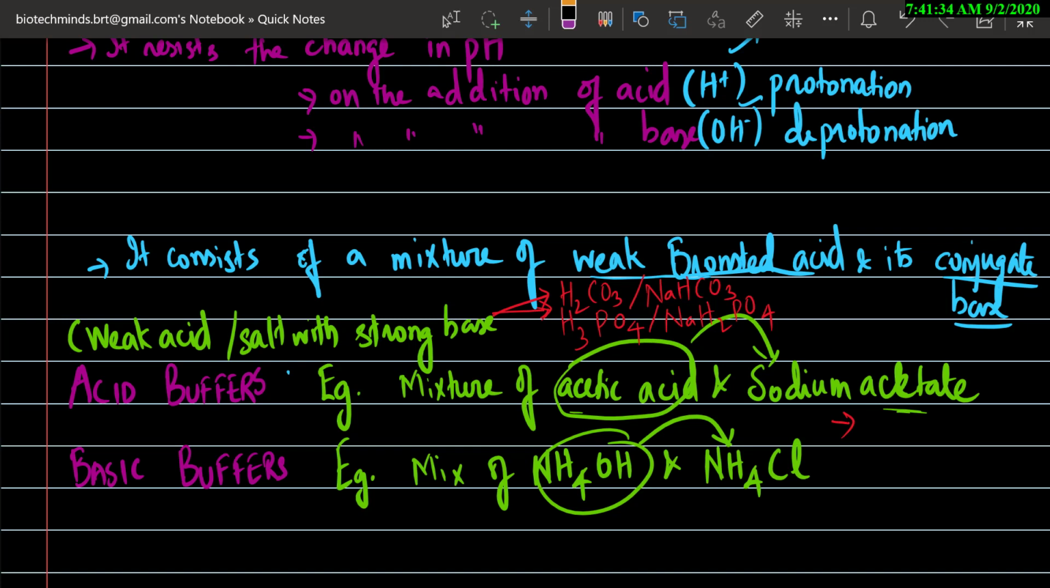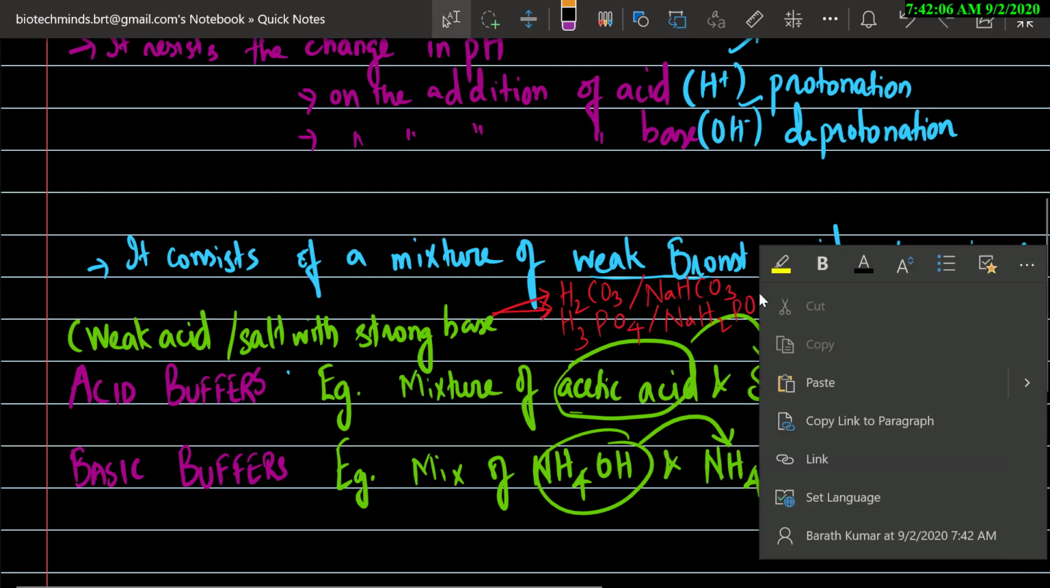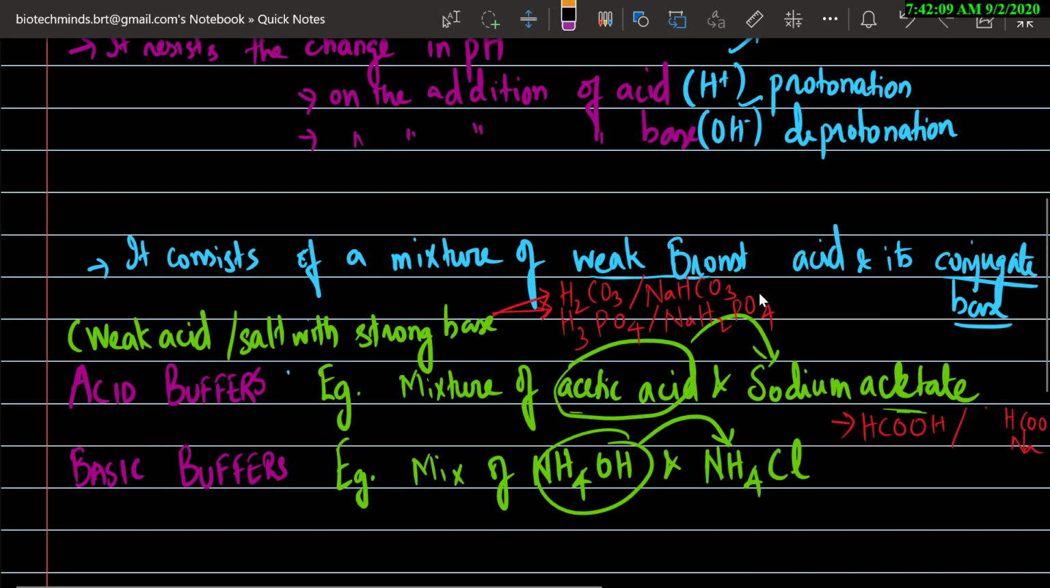Third example is formic acid and sodium formate, HCOOH. So these are the examples of acid buffers: carbonic acid and its sodium bicarbonate, phosphoric acid and sodium monobasic phosphate, and formic acid.